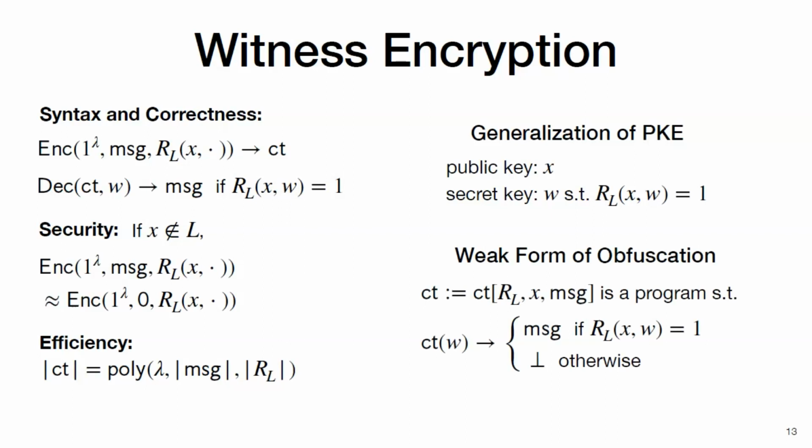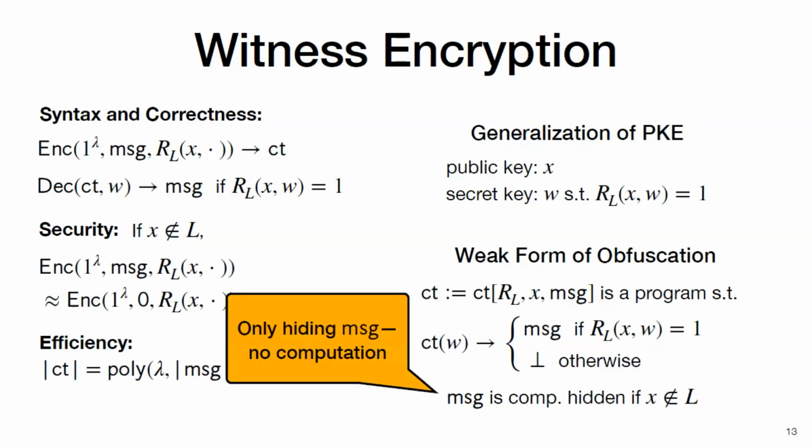Another way of thinking about this is thinking about the ciphertext as a weak form of an obfuscated program. And this framing brings witness encryption closer to how IO actually gets used a lot of the time. In this lens, you can think of the ciphertext that depends on the relation, the instance, and the message as a program that, given the witness, outputs the message if it satisfies the relation, or just nothing otherwise. And the obfuscation in this program is just the fact that the message stays hidden if X is not in the language. And importantly, only the message is being hidden, and there's no actual computation being hidden.